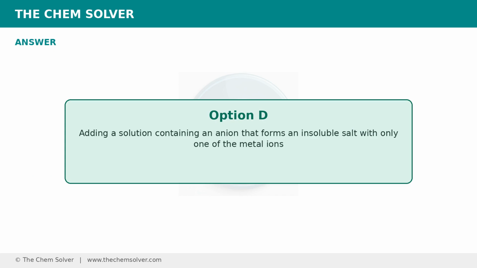The correct answer is option D, adding a solution containing an ion that forms an insoluble salt with only one of the metal ions.